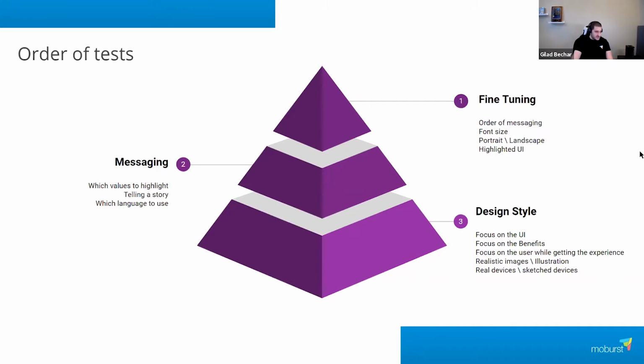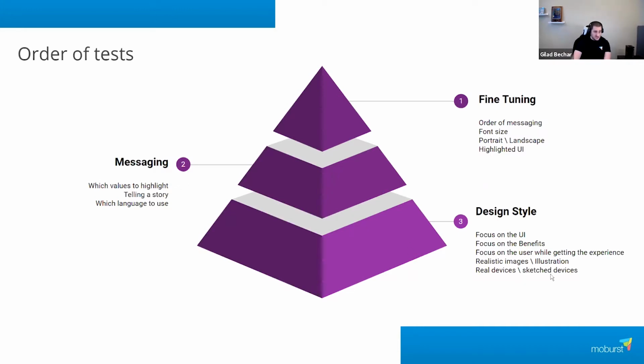So after figuring out the design style, and playing with the messaging and the order of the messaging, and all of the things around which language to use and how to communicate that language, then we go to the fine tuning of, okay, this is the right design style for us. This is how the messaging actually relates best to our users. And now let's just do the fine tuning. Let's change the font size, or portrait and landscape orientation, or highlighting the UI with different types of UI from the app, or the order of the messaging. And this is an iterative process that keeps going on and on. The idea is to keep on getting better and better.